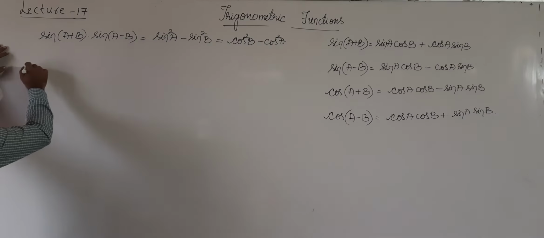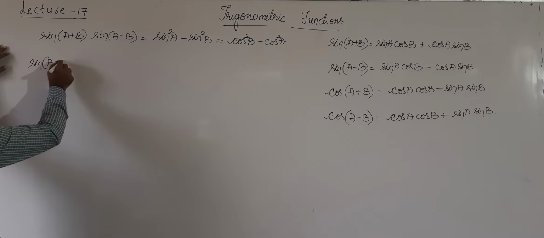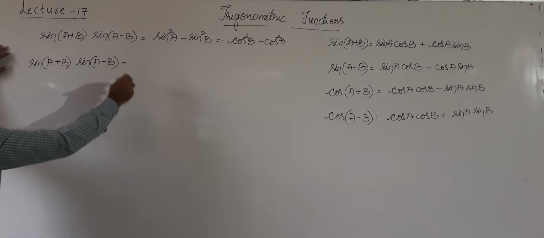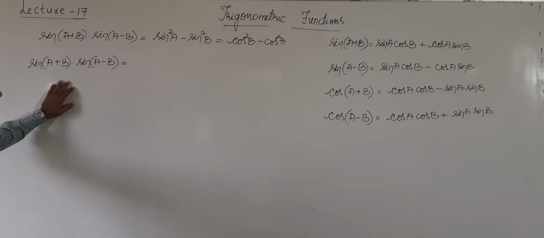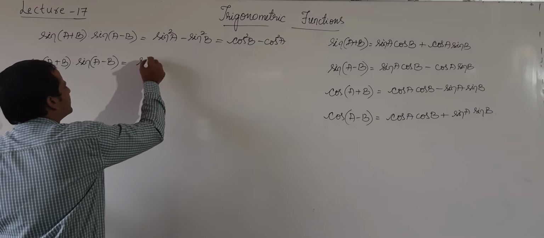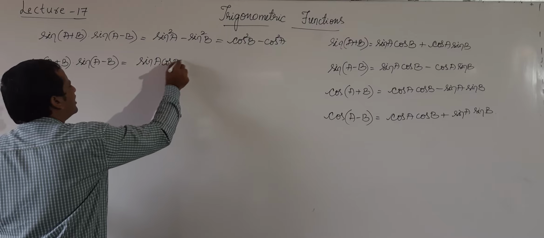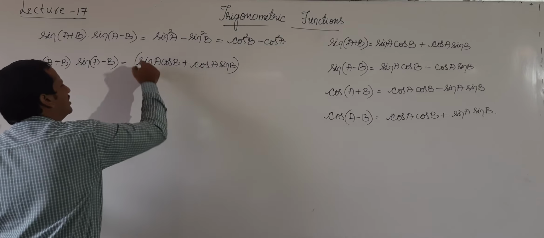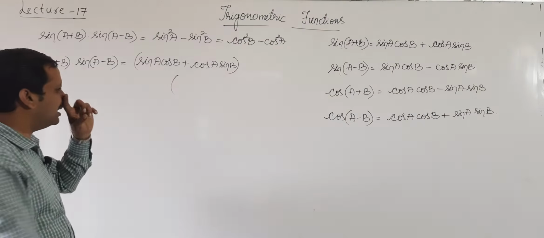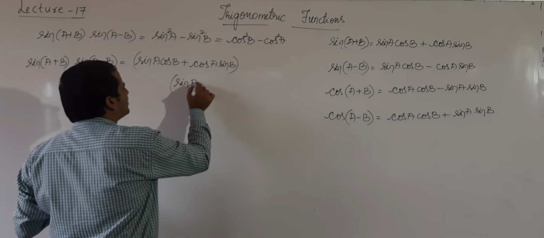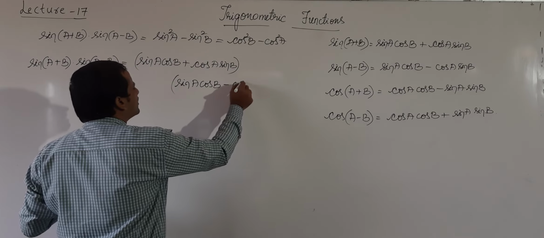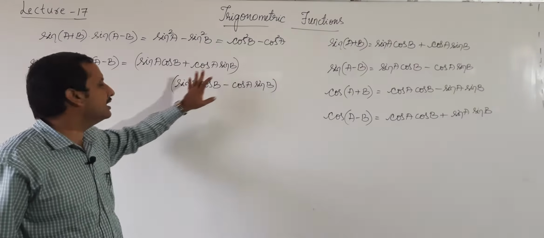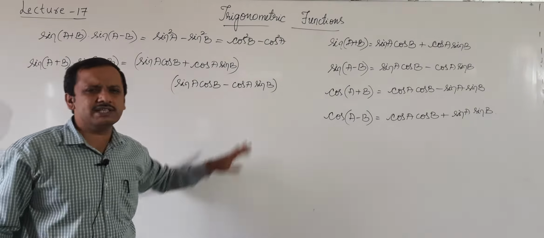Okay, let me take this expression, sin(A+B) into sin(A−B). This is equal to, sin(A+B) formula I will use. What is the formula? Sin A cos B plus cos A sin B, into sin(A−B). What is sin(A−B)? Sin A cos B minus cos A sin B.